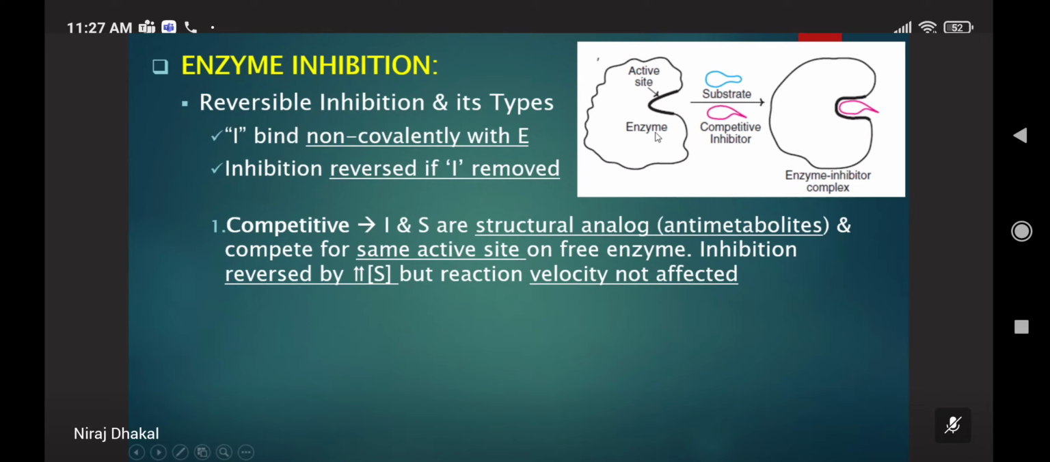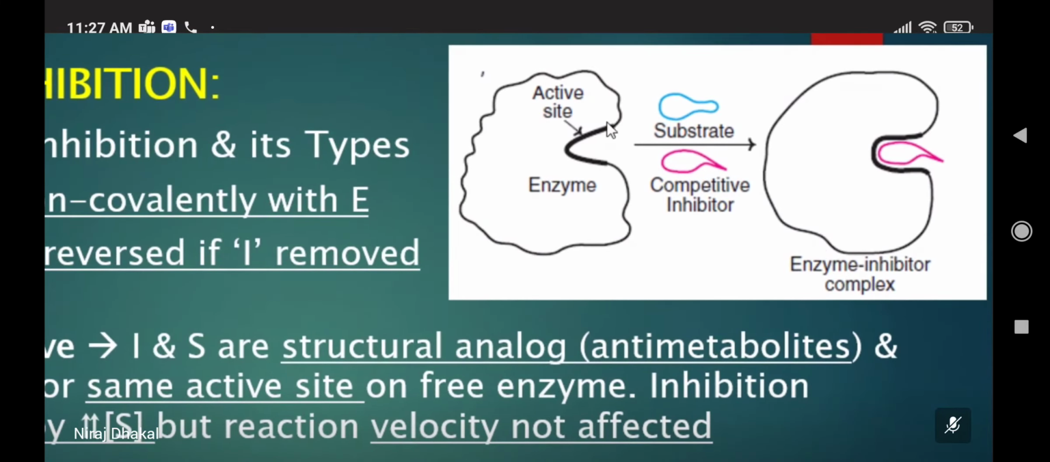You can see in this diagram, this one is an enzyme and this is the active site. You know what the active site means: it binds the substrate and transforms it to product. This one is a substrate, and this one is an inhibitor. You can see the structure of the substrate and inhibitor is almost similar. However, they are not the same molecule. Their structure is similar, not the same. So the active site cannot discriminate between the substrate and the inhibitor.